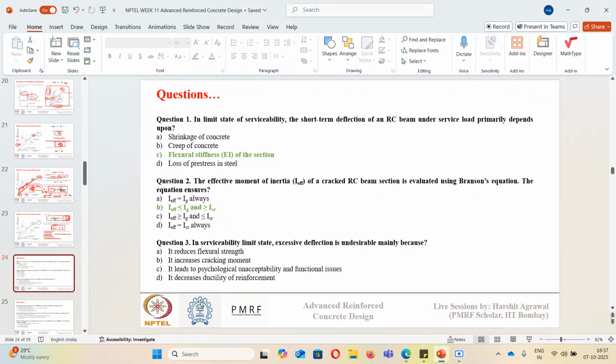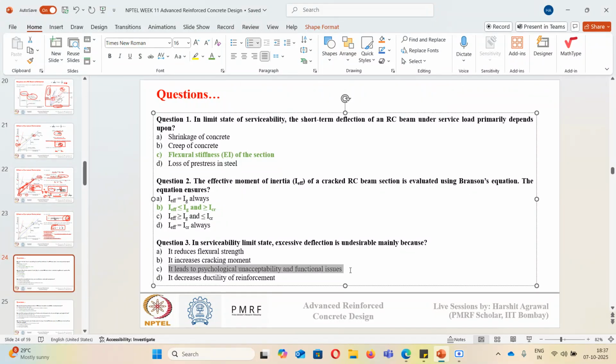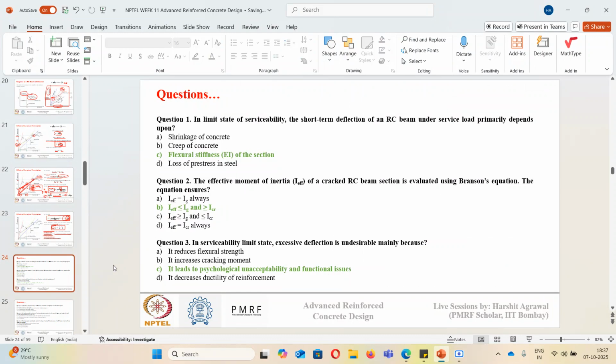For the third question, the correct answer will be C. We saw that when there is excessive deflection, it leads to psychological unacceptability of the structure and functional issues. That's why we don't want excessive deflection in a reinforced concrete section, because it doesn't appear well, and it can hamper the working condition of non-structural as well as structural elements.